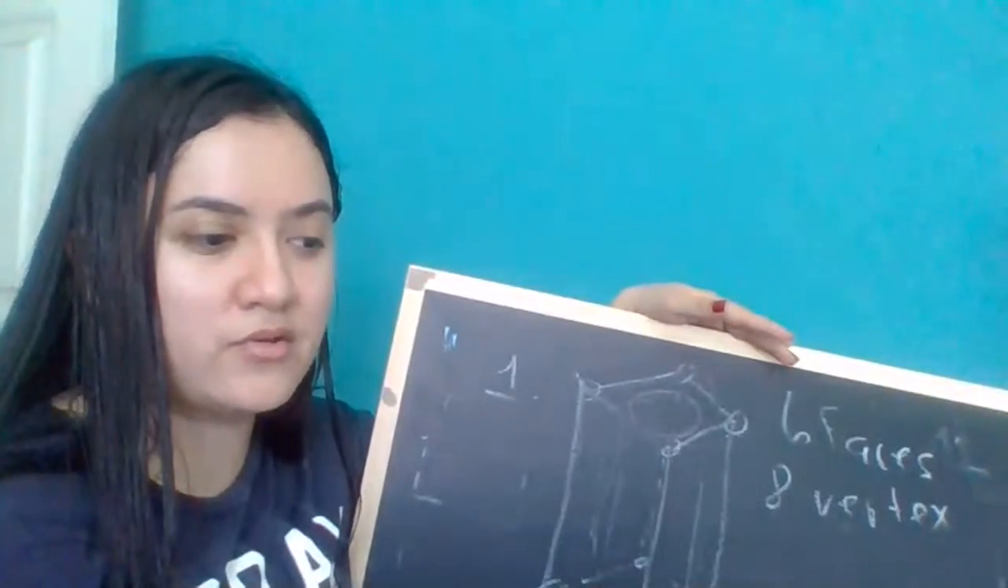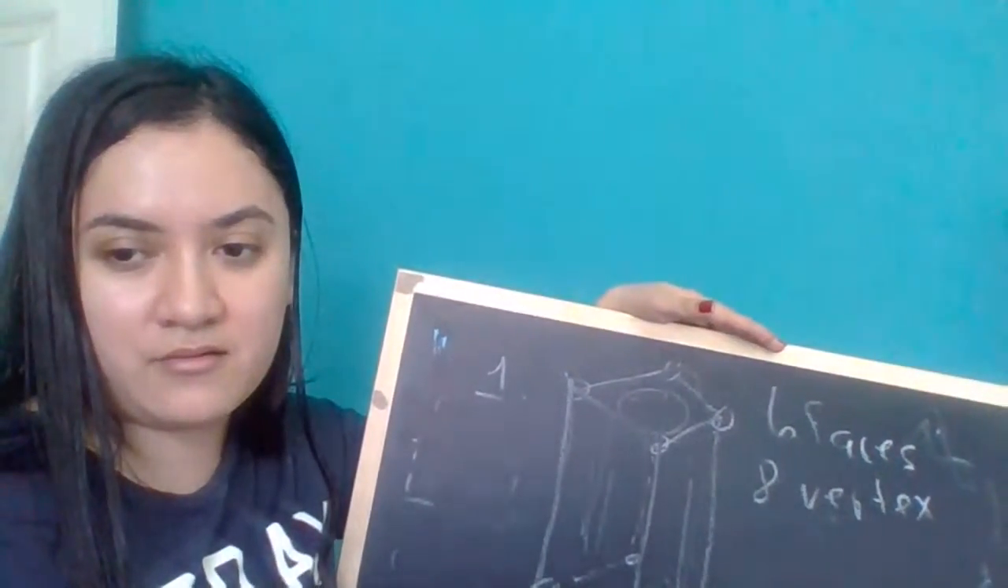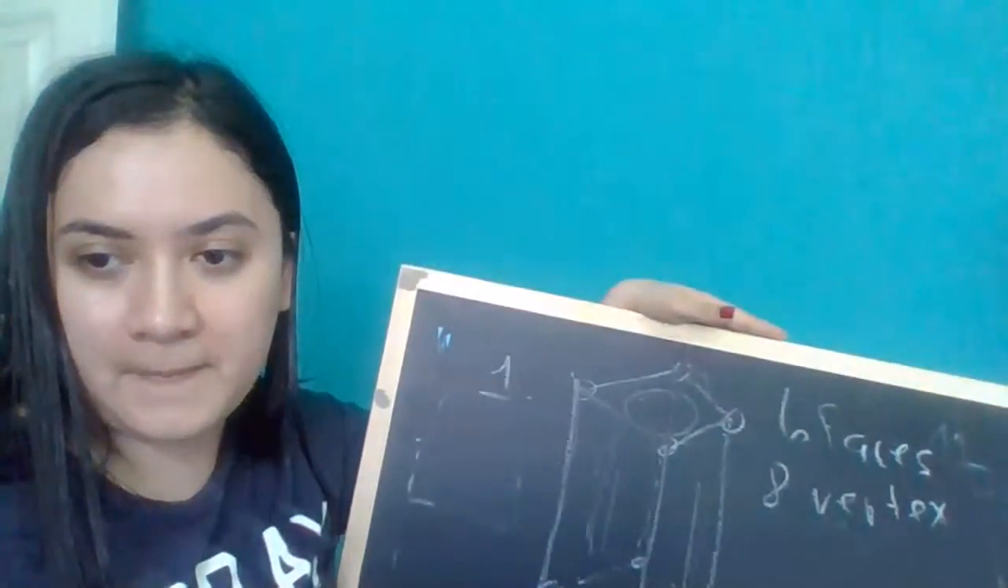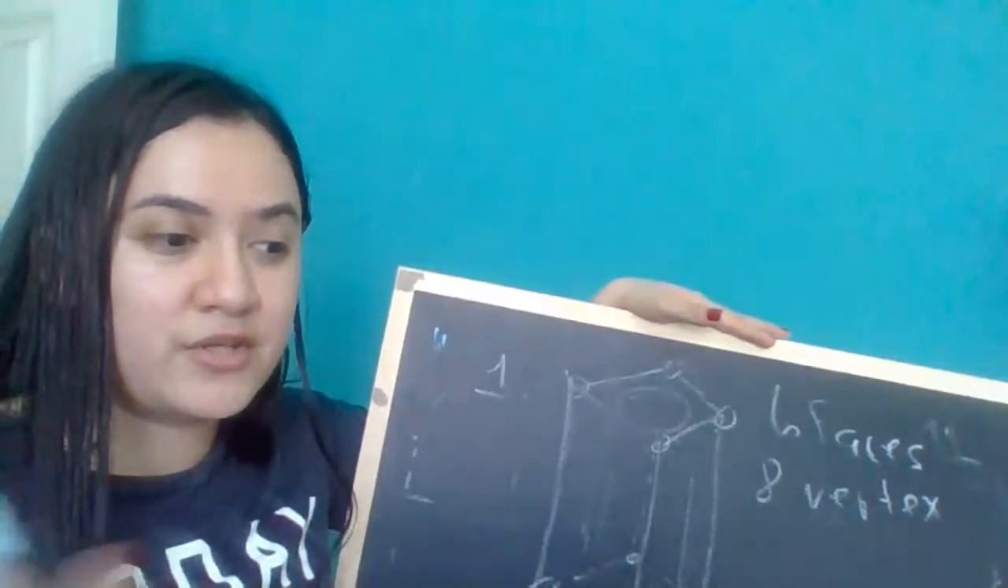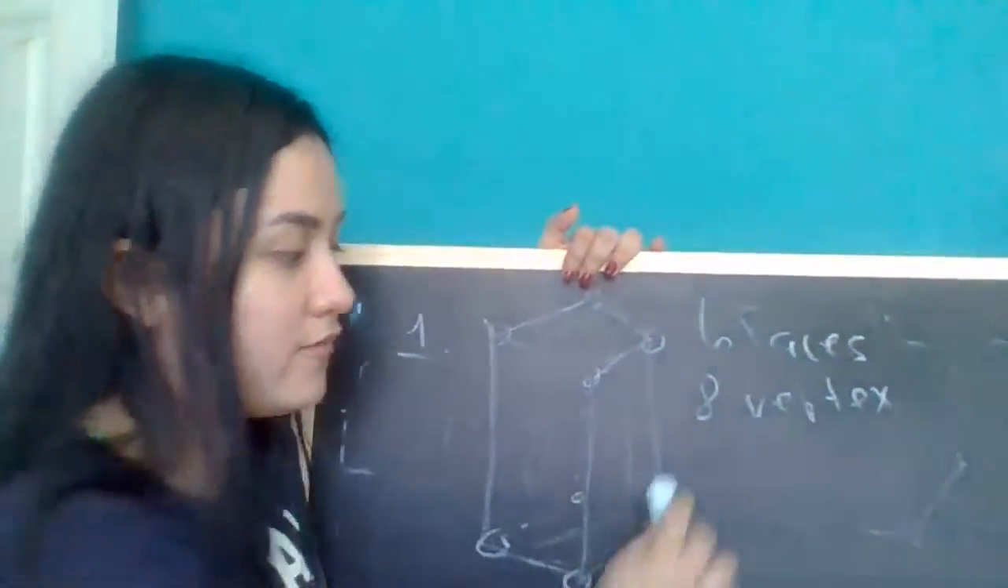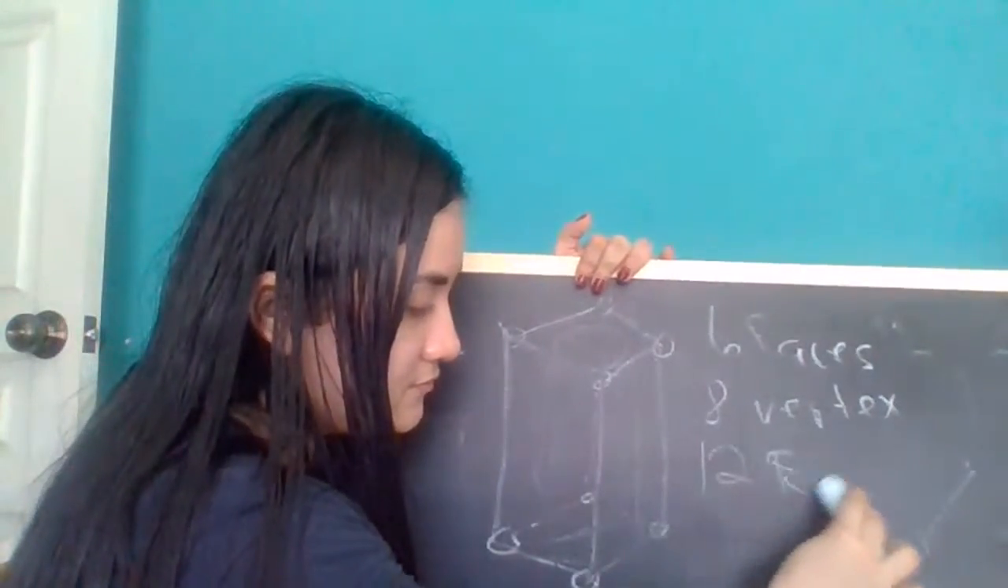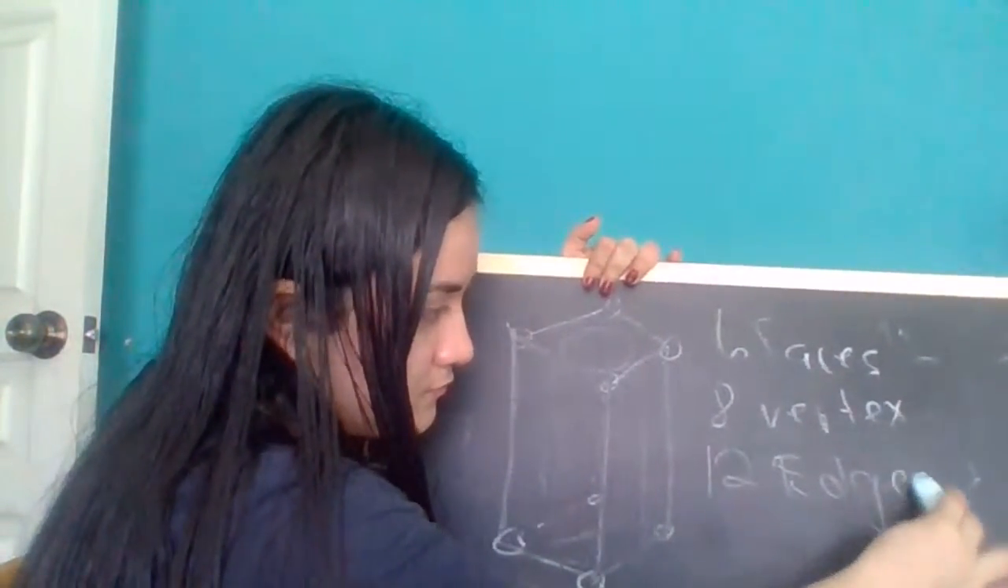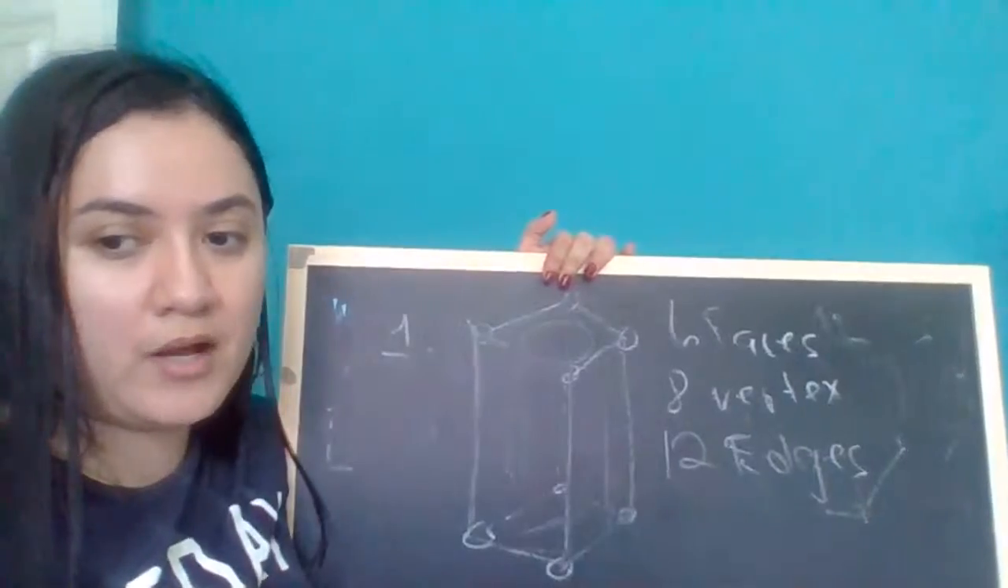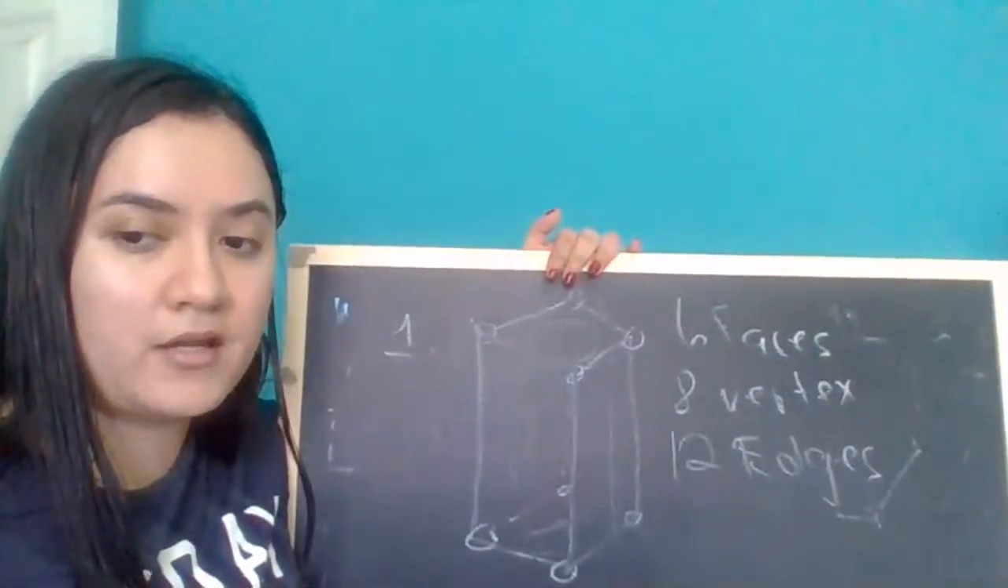6 what, Noreli? You're lost. Very good, the person who answered that has 12 edges. It's 12 edges, not 9, Naomi.